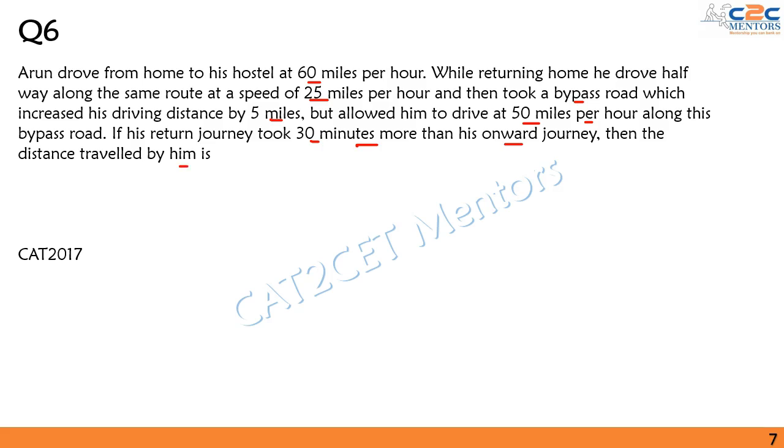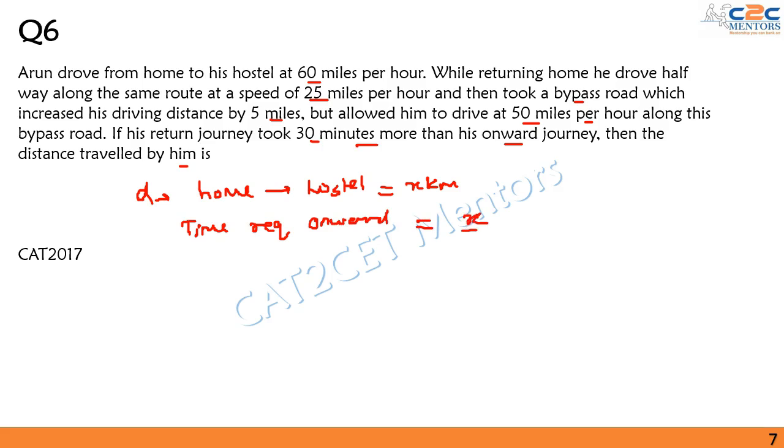Okay, so let the distance from his home to hostel be x kilometers. Now the time required for his onward journey will be x by 60, because initially we are given that his speed was 60 miles per hour. So this is the time required for the onward journey. Now we will calculate the time required for the return journey.